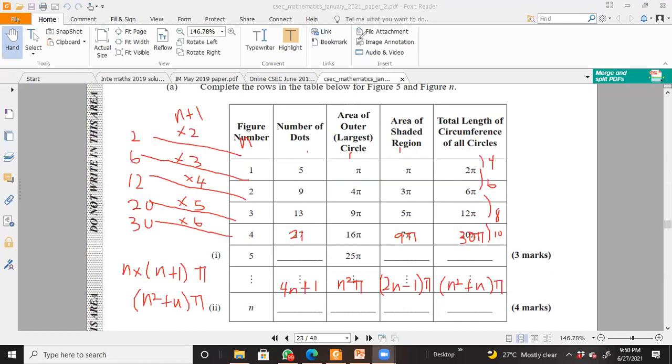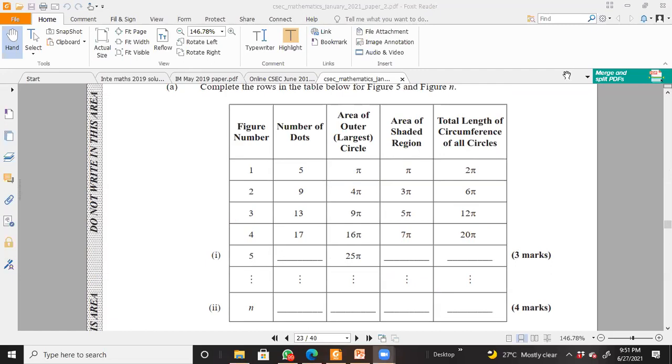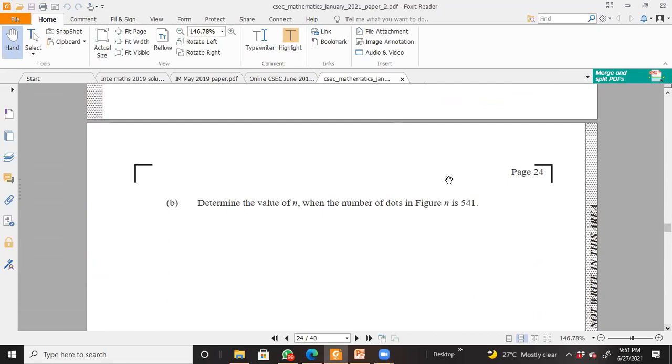So we have to go back to that. We go back to 4n plus 1. We are going to write 4n plus 1 is equal to 541. All right. Then we are going to what?